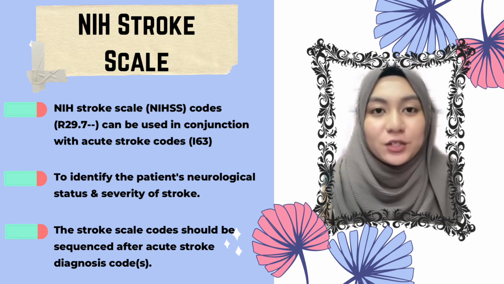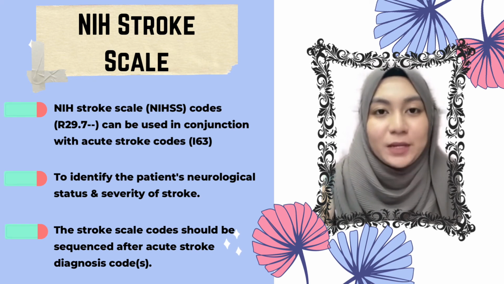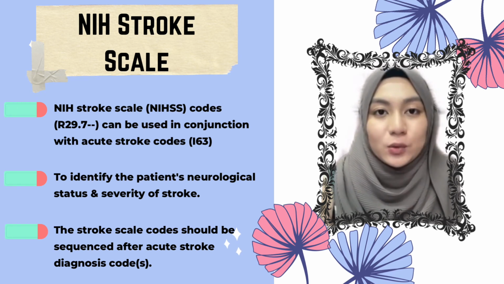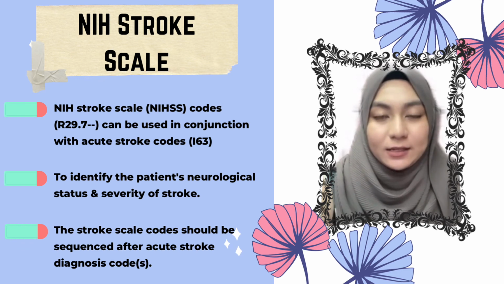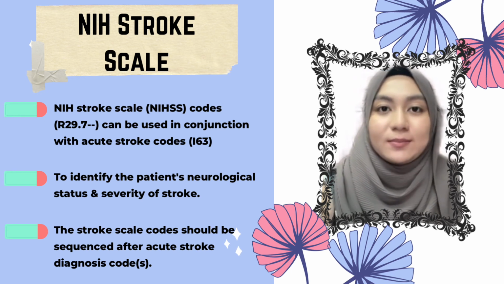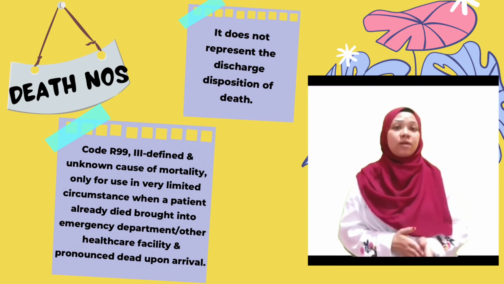It stands for National Institutes of Health Stroke Scale. The code is R29.7, and can be used in conjunction with the acute stroke code, which is I63. This is to identify the patient's neurological status and the severity of stroke. The stroke scale codes should be sequenced after the acute stroke diagnosis code. Thank you.